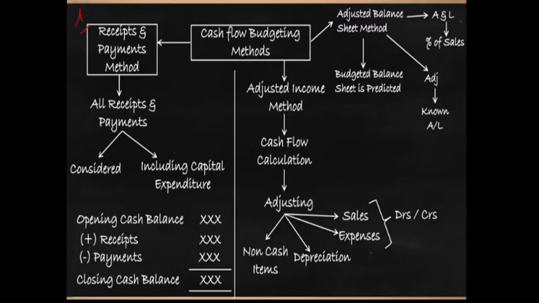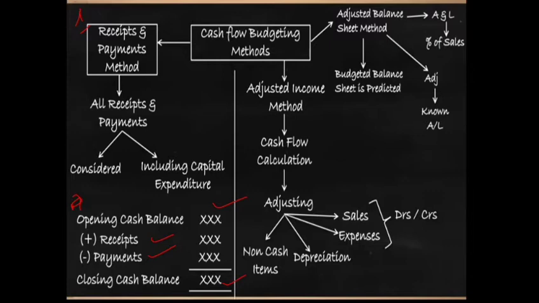This is a simple method wherein you will have an opening balance, all receipts will be added, and all payments will be deducted, and you will have a closing balance at the end. This is the receipts and payment method.